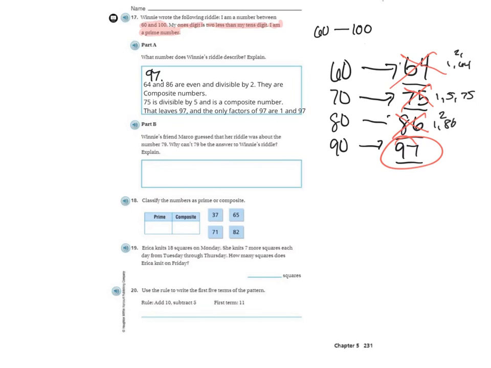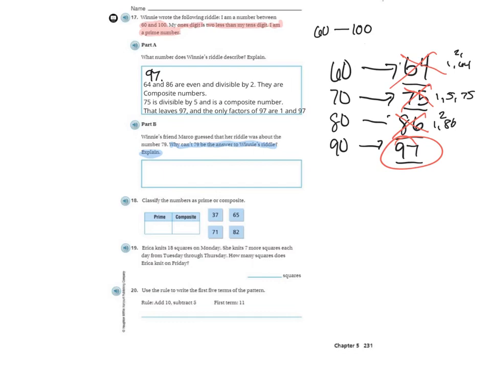Number 2, so Winnie's friend Marco guessed that her riddle was about the number 79. So now you need to tell me why Marco is not correct. Why can't 79 be the answer? It does not matter if 79 is a prime number. It is, but it doesn't matter, right? All you have to look at is the rule. What is Winnie's rule? The ones digit must be 2 less than my tens digit.